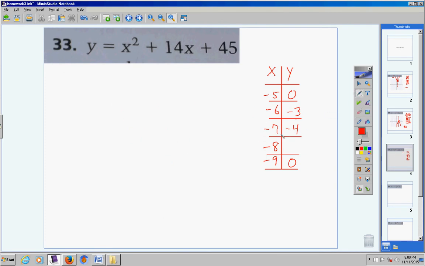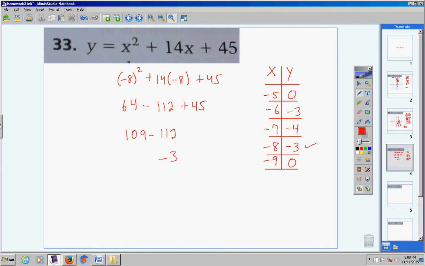Now when I substitute negative 8 in, I should get out negative 3. We'll see what happens. If I was accurate here, hopefully I was. Negative 8 squared, positive 14 times negative 8, positive 45. Alright, negative 8 squared is 64. Positive times the negative is negative. This would be 112. And then positive 45. When you combine 64 and 45, you get 109 minus, or negative, 112, which gives you a negative 3.